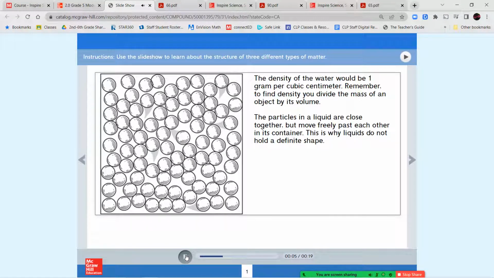Remember, to find density, you divide the mass of an object by its volume. The particles in a liquid are close together but move freely past each other in its container. This is why liquids do not hold a definite shape.